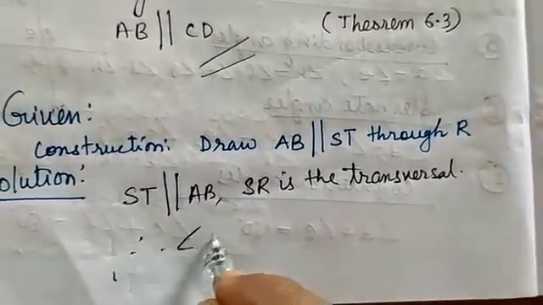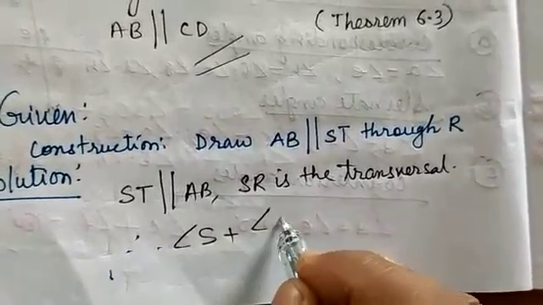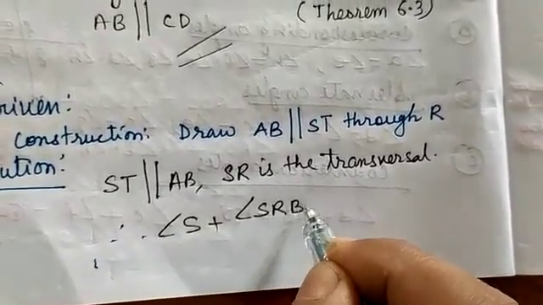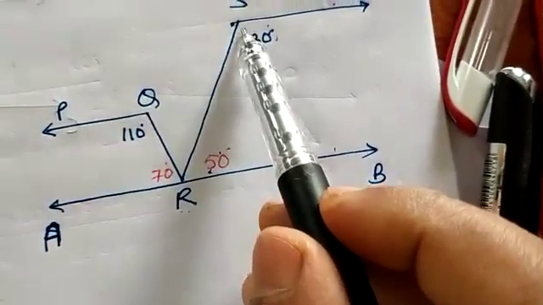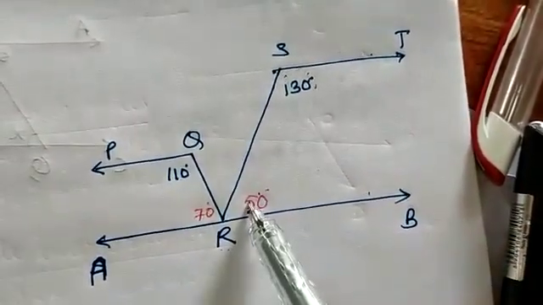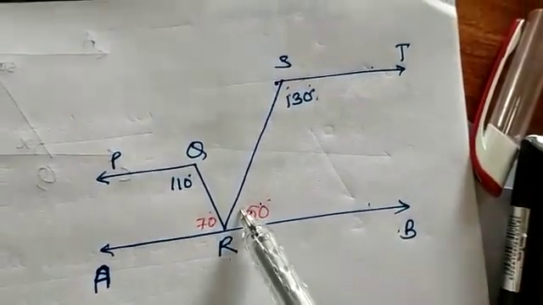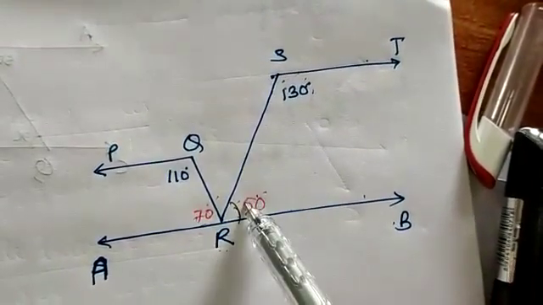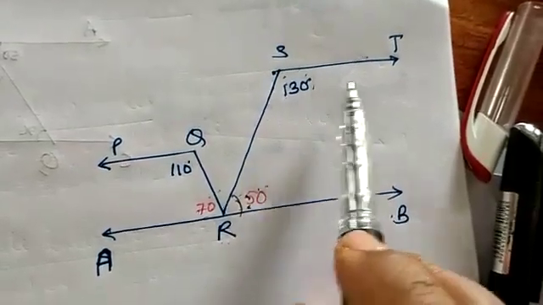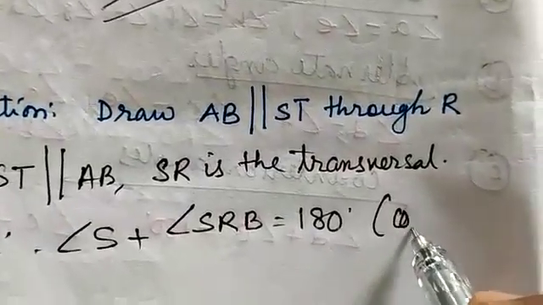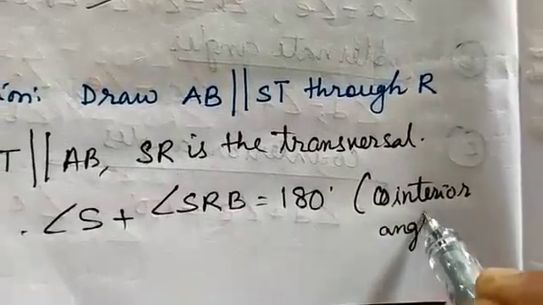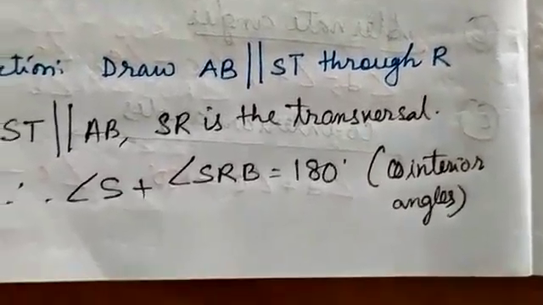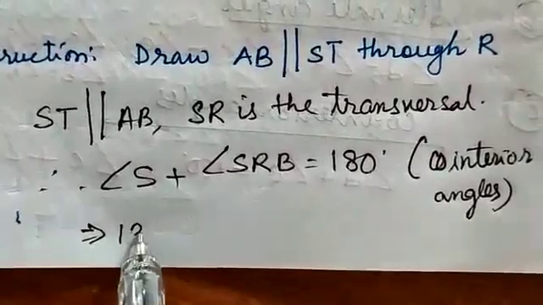And therefore angle S plus angle SRB equals 180 degrees. I repeat again, angle S, a single angle is there, so I wrote angle S, and this angle SRB I wrote because there are so many angles present, so I mentioned this angle. These angles are called co-interior angles because they are on the same side of the transversal. Co-interior angles are supplementary.